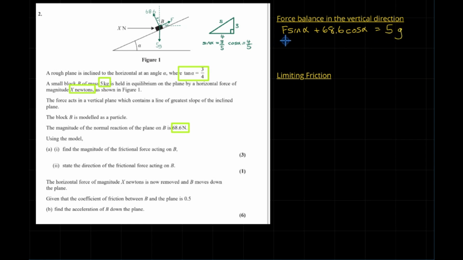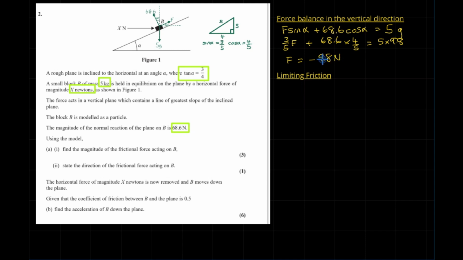Well, we know that sine alpha is 3 over 5, so 3 over 5 F plus 68.6 times cos alpha. Well, cos alpha is 4 over 5, is 5 times g, and we're taking that as 9.8 in this instance. Now, if you solve that equation, you will find that F equals minus 9.8 newtons.